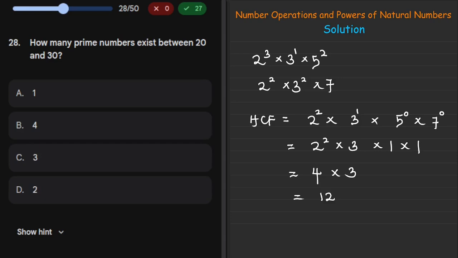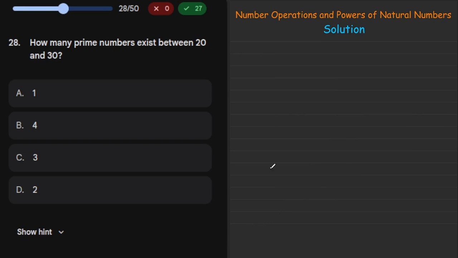Our next question says, how many prime numbers exist between 20 and 30? One easy way to get this is to write all the odd numbers between 20 and 30. So between 20 and 30, we have 21, then 23, we also have 25, then 27, and finally 29.